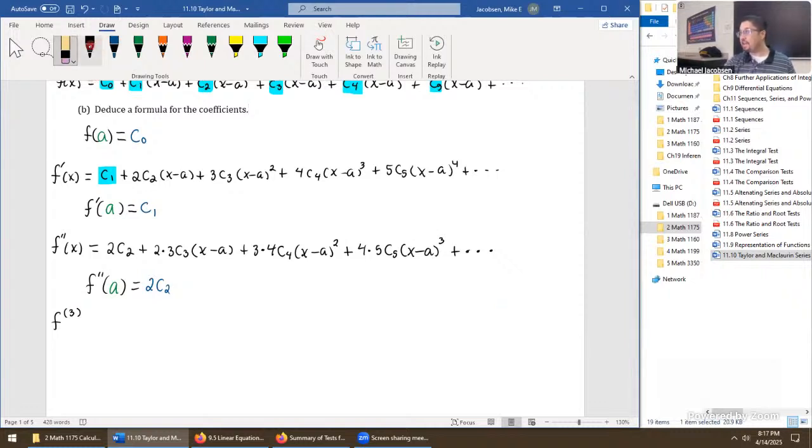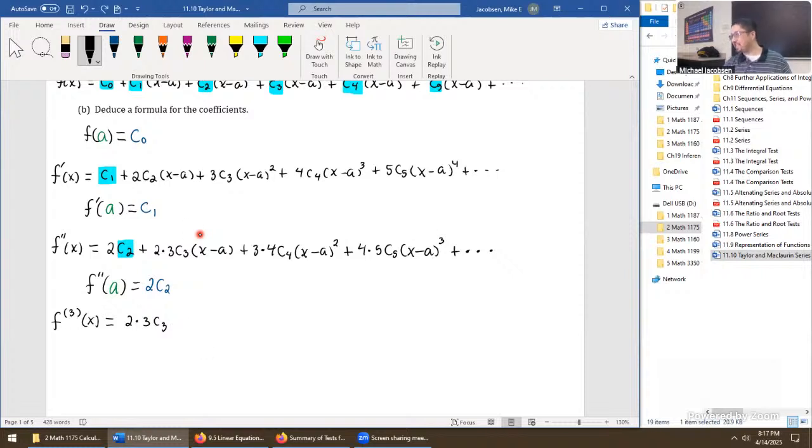So let's go f3 at x, or f triple prime if you prefer. It means we're differentiating this term. That term goes to 0, so we differentiate over here. That leaves behind 2 times 3 times C3. X minus a is gone.